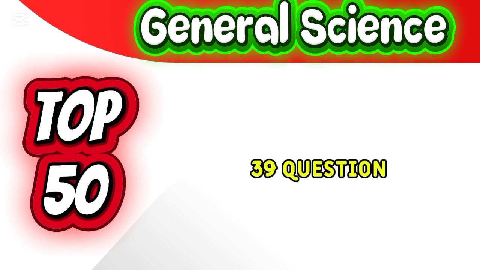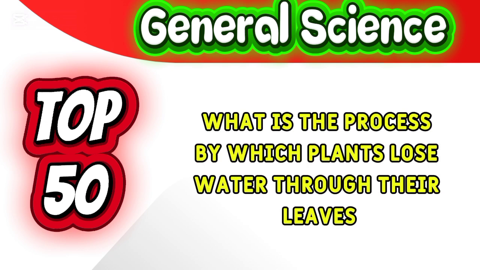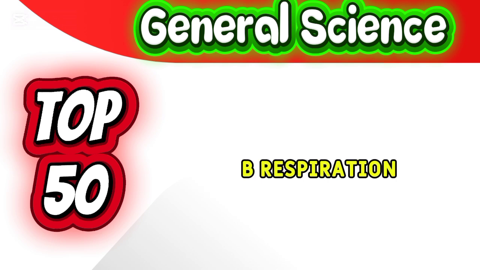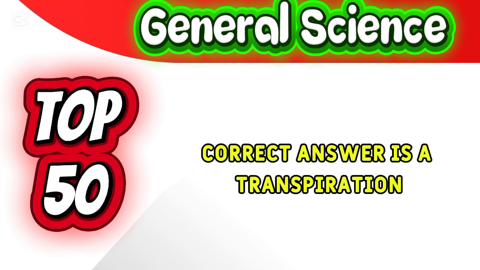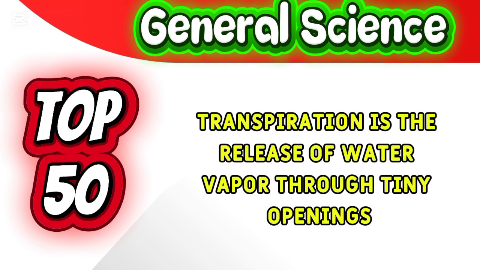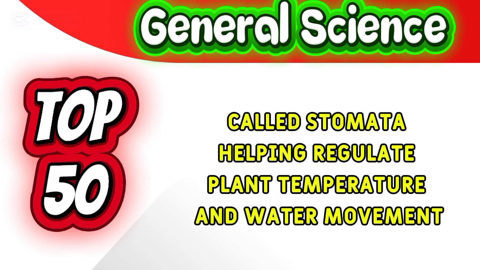molecules. 39. Question. What is the process by which plants lose water through their leaves? Options: A, transpiration, B, respiration, C, evaporation, D, absorption. Correct answer is A, transpiration. Explanation. Transpiration is the release of water vapor through tiny openings called stomata, helping regulate plant temperature and water movement.